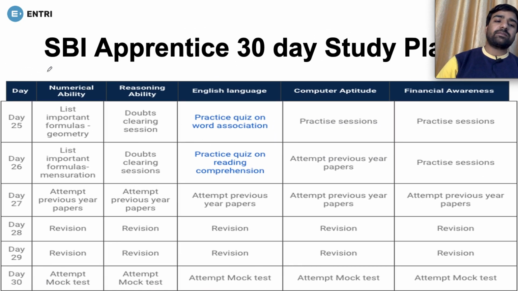So as you can see, practice is going on, but apart from that you have to revise those formulas also. So on day 25 you can go with the basic formulas of the geometry section. You can ask your doubts from the reasoning part. You must practice word association from the English part. Practicing is needed for all the sections.